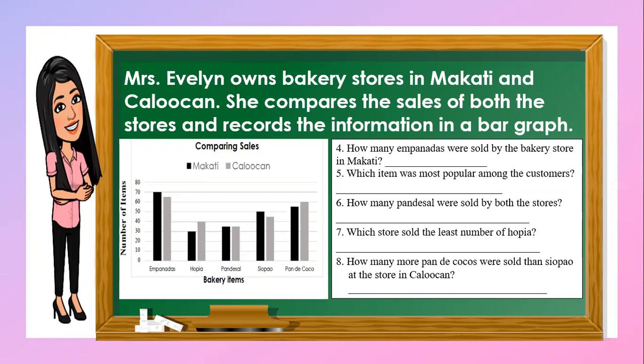Number 8, how many more pandikokos were sold than siopao at the store in Caloocan? Gaano daw kadami yung mas naibenta ni pandikoko kesa sa siopao? So, sa pandikoko, we have 55 and siopao, we have 50. So, how many more? Five. Okay.